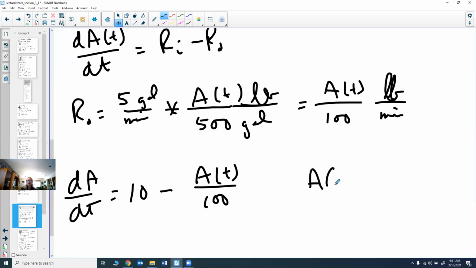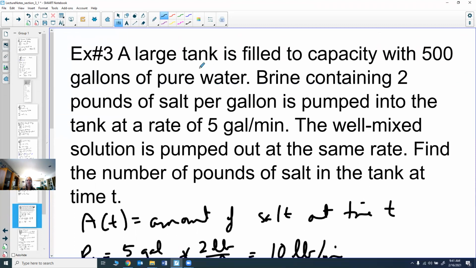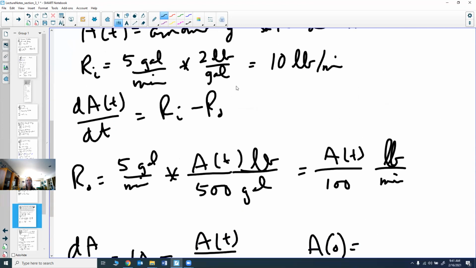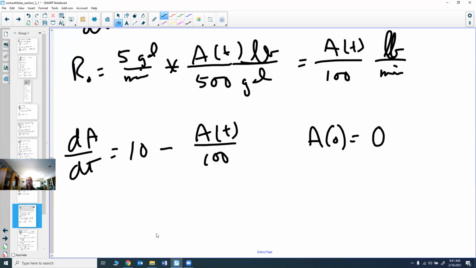At time, we do want an initial condition. So at time 0, how much salt was actually in the tank? So we come back up here and we notice that it was filled with pure water. So at time 0, there was no salt in the tank. So at time 0, the amount of salt in the tank was 0. And now you notice this is a nice linear equation. You know how to solve this, and we can now solve this. I'll let you solve this on your own, but that's basically what you do.